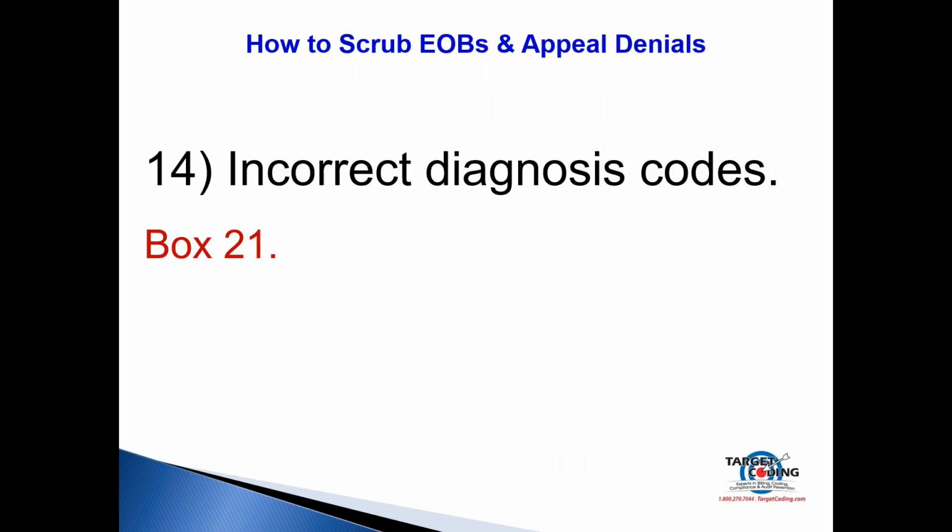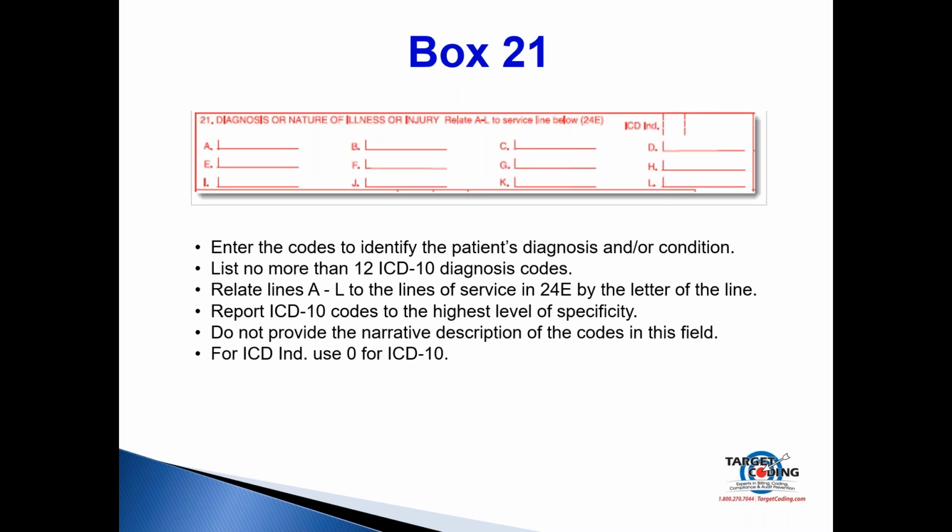Number 14, incorrect diagnosis codes. Box 21, this form has been around 6 years already, but yet just about every month we get a doctor or a staff member saying, there's only room for 4 codes in box 21. We don't know what to do. When I hear that from a person, then I typically think that person has been living under a rock for the past 6 years, doesn't go to seminars, doesn't go to webinars, or maybe goes and sits in the back and watches a movie or falls asleep.